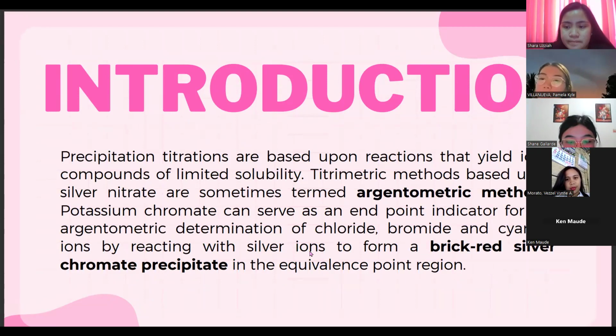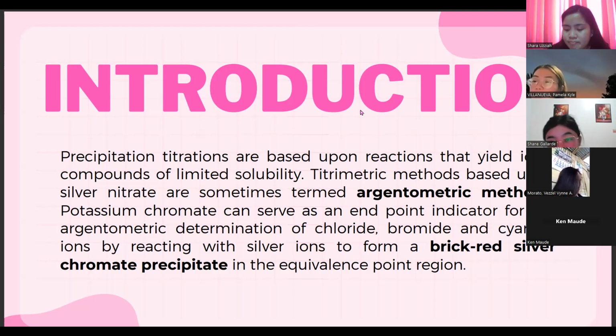Here, precipitation titrations are based upon reactions that yield ionic compounds of limited solubility. Titrimetric methods based upon silver nitrate are sometimes termed argentometric methods. Potassium chromate can serve as an endpoint indicator for the argentometric determination of chloride, bromide, and cyanide ions by reacting with silver ions to form a brick red silver chromate precipitate in the equivalence point region.